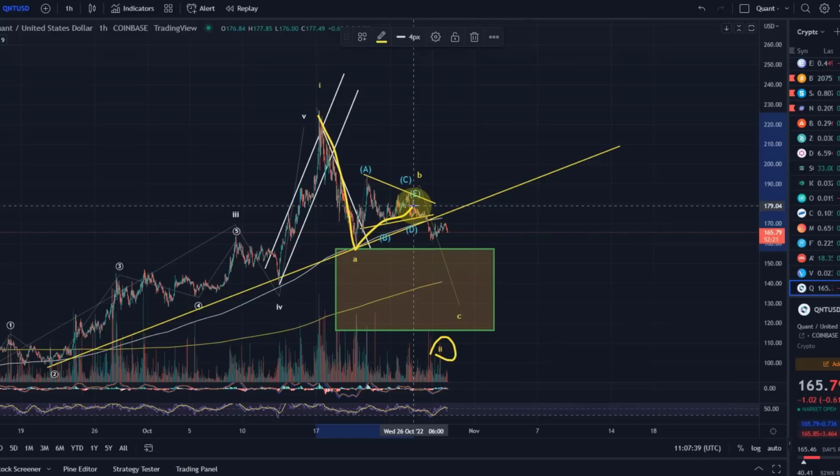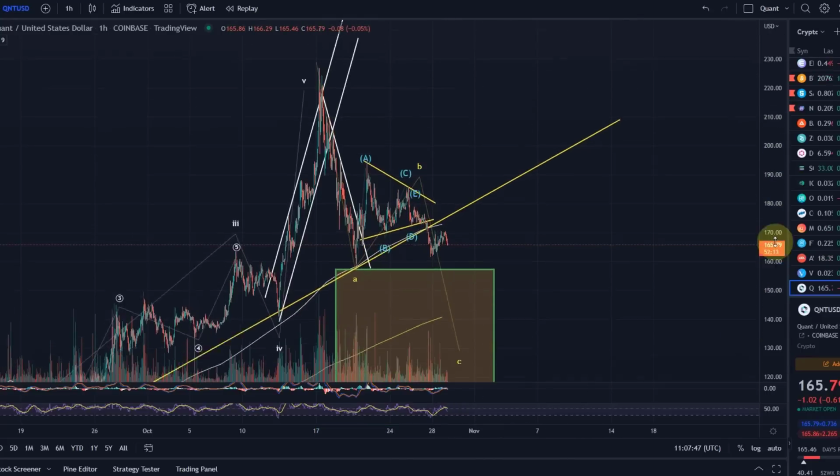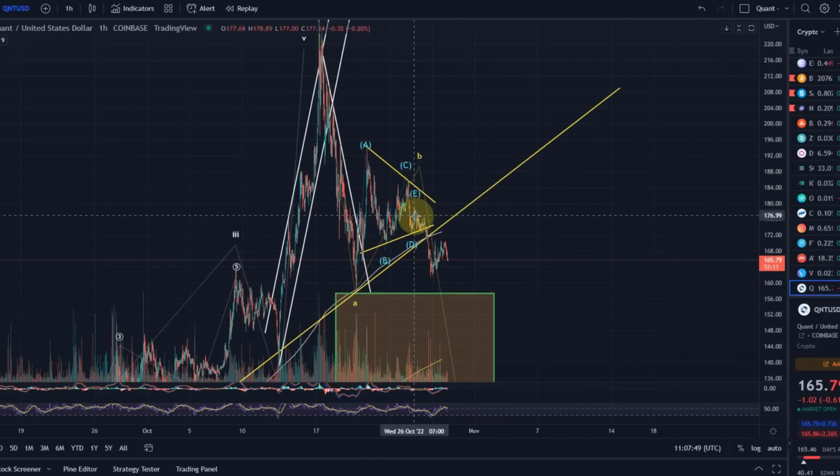Also, here's different interpretations, but this is my primary expectation. And wave C is currently ongoing. Wave C looks good.